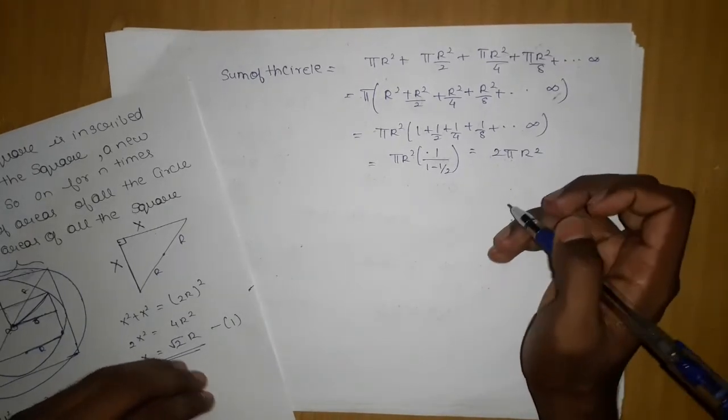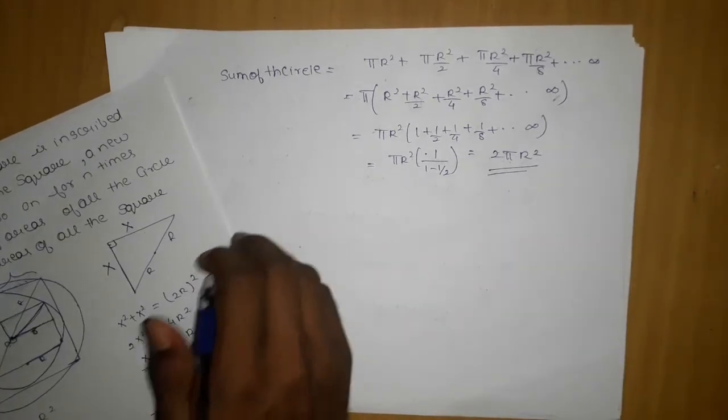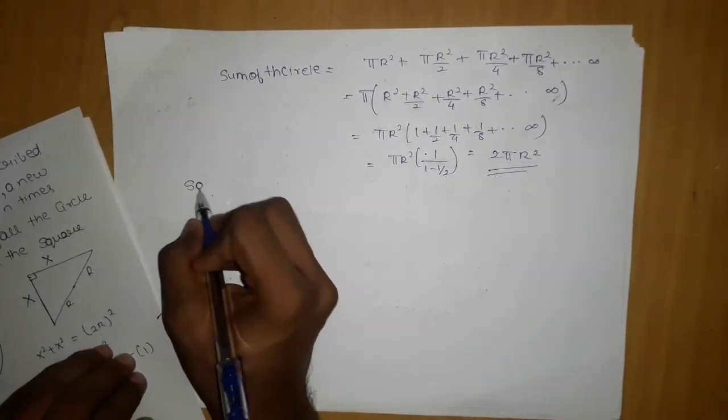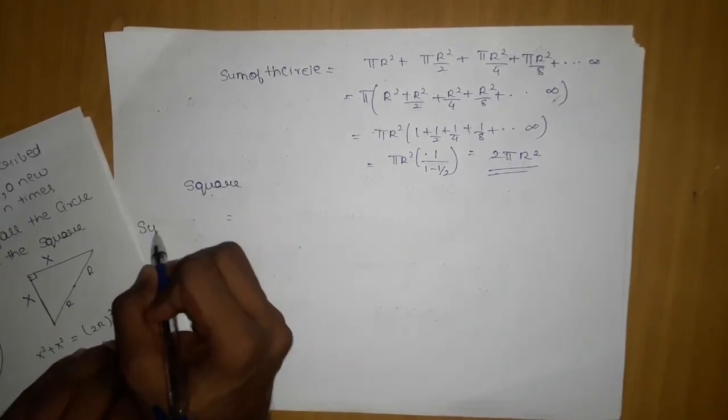So this is the sum of the areas of the circles, where n tends to infinity. Similarly for the square, what we can do is take the sum of areas.